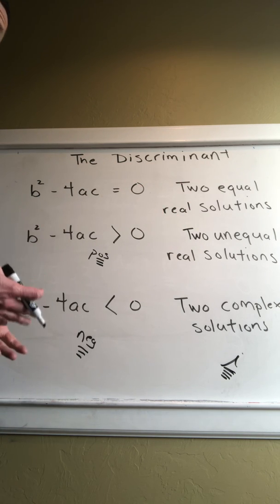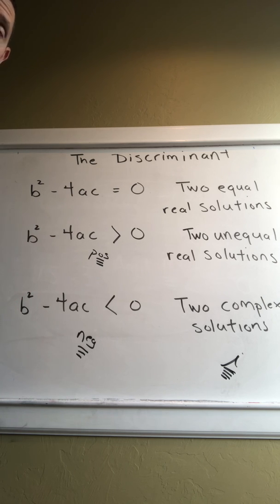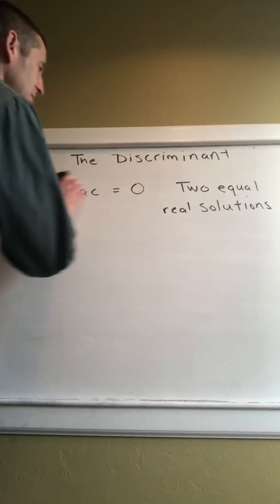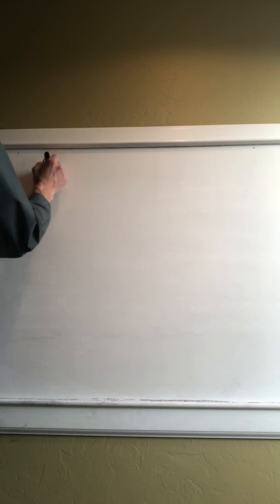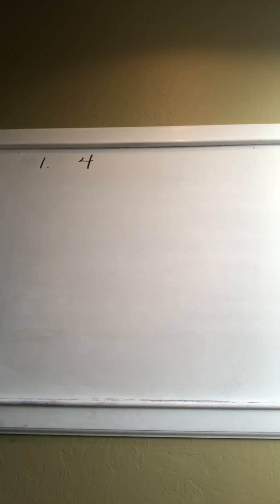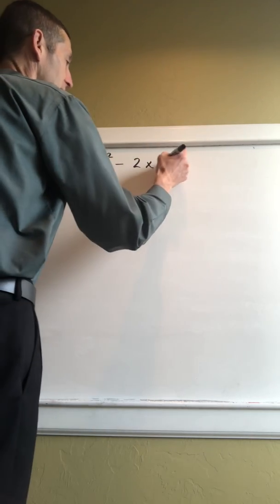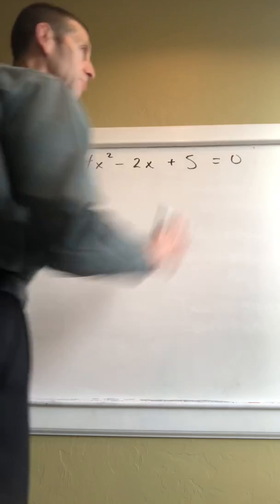Okay, using this chart, I'm going to show you how to do the problems. And you are definitely going to need this chart to answer all the questions for the discriminant today. So it starts off looking just like a quadratic formula: 4x squared minus 2x plus 5 equals 0.